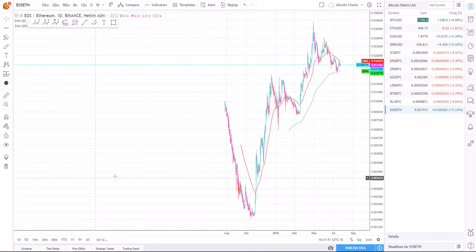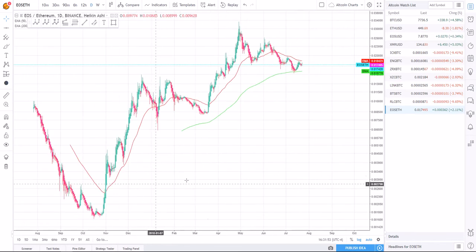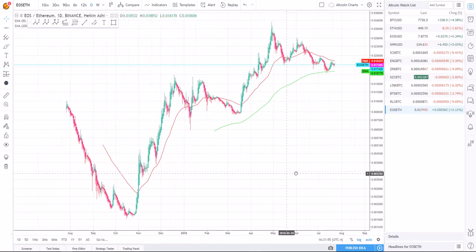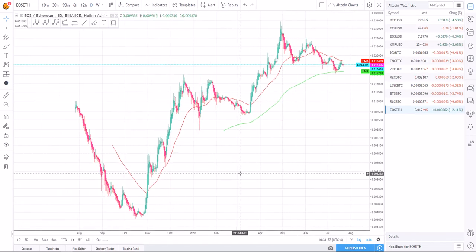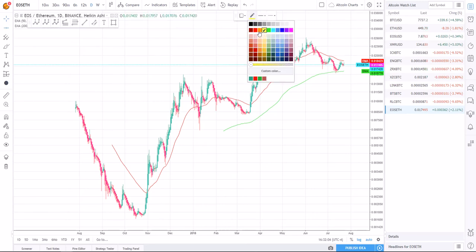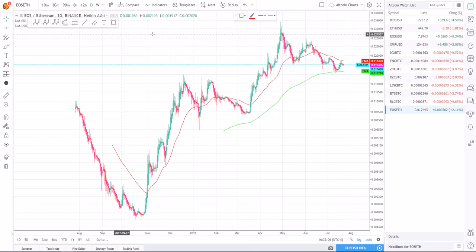So first of all, I'm going to zoom out. This is from last year, so that's pretty good. So here is the whole history of EOS versus Ether. I'm going to draw some lines. So I zoom out first. I peg it to red, and those are my important areas.